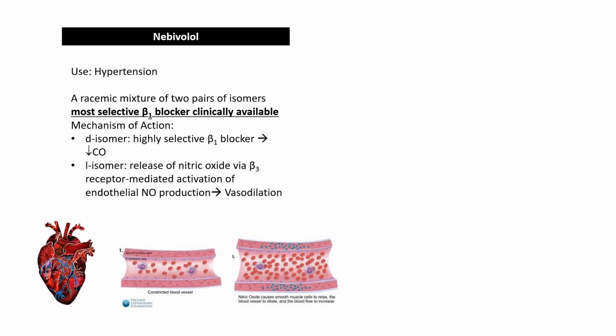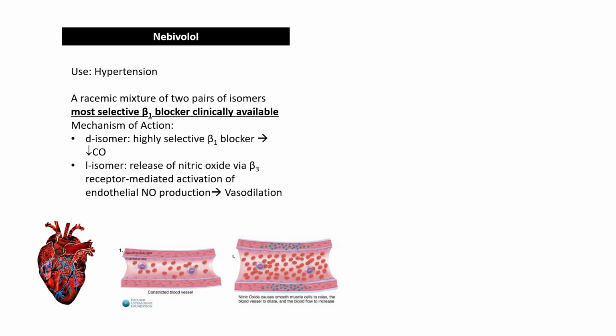and consequently this also leads to vasodilation. Both of these together, the fact that it is a beta-1 antagonist, thereby reducing cardiac output, and the fact that it increases the production of nitric oxide, thus producing vasodilation, makes it very useful in the management of hypertension.